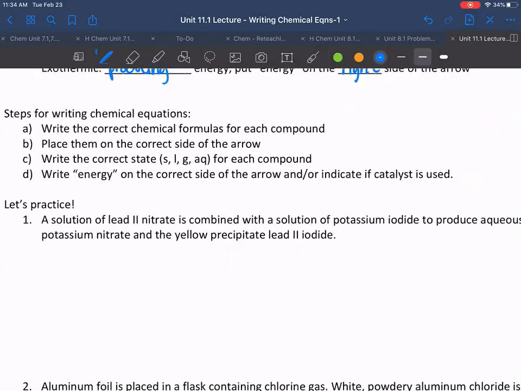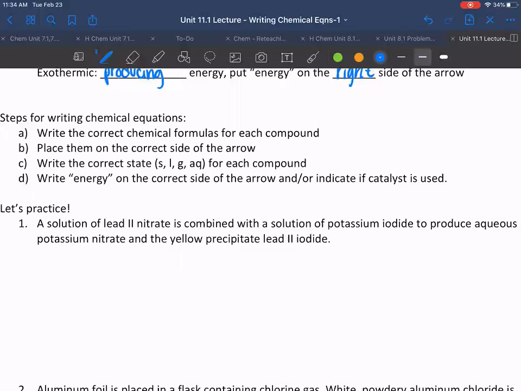We are gonna start writing chemical equations from sentences. And so the way that I go about this, I put some steps up here, but the biggest thing is identifying the compounds that we have to write formulas for. Then we have to think about what side of the arrow they go on. We're gonna indicate what state they are, so solid, liquid, gas. And then we're also gonna talk about if energy is involved, and we're gonna have to put that on one side of the arrow. So starting with the first one here, I'm going to read, and as I go, I'm going to underline my compounds.